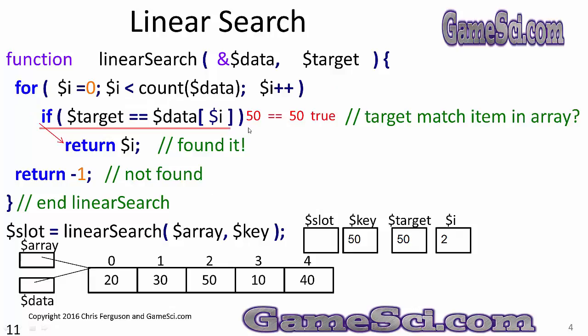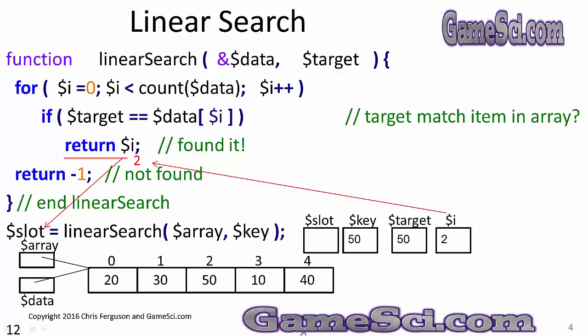Here's something interesting. Our target is still 50, but data subscript I, which is 2, is also 50. Well, 50 equal 50 is a true statement. As a true statement, it's going to execute the statement in the if statement. The if block will execute. The return $I executes. What does that do? Well, $I contains a 2. You can see it clearly here in the local variable. Target and $I are local variables, and the local variable says a 2. Let's send that 2 back.